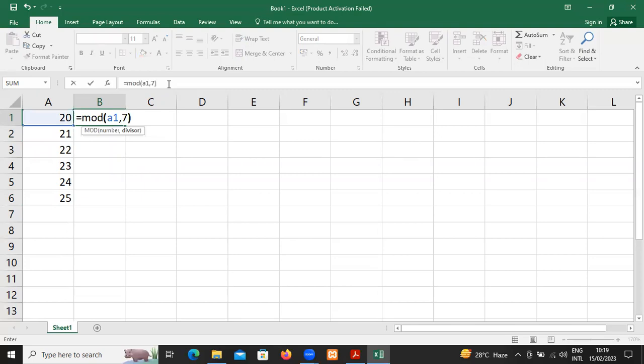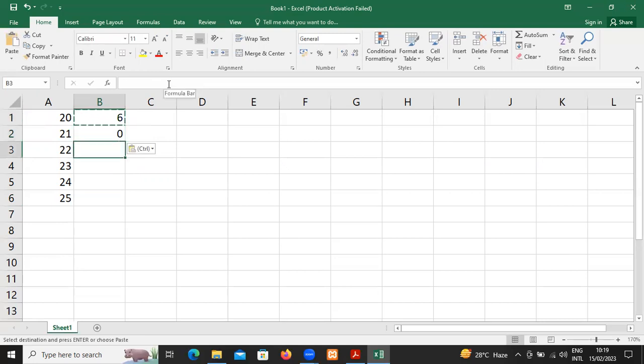When I divide 20 by 7, 6 would be the remainder. 7 divided into 20: 14 would be the second multiple, 14. After that, there will be 6 remaining. Whereas for 21, 3 times 7 is 21. The remainder would be 0. Then 1, 2, 3, 4.